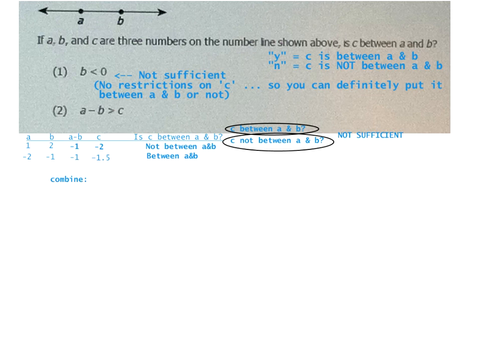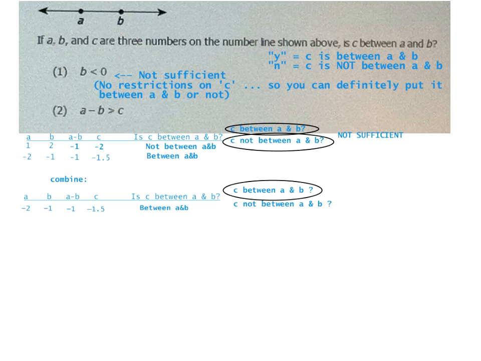So again, in the interest of being lazy, if you have cases that work, then you should keep them. So we can't keep the top case, but we can keep the bottom case, because that has both statements satisfied. B is less than 0, and A minus B is indeed less than C. And then let's put our goals, because we have the same two goals again. C is between A and B, question mark. And C not between A and B, question mark. So we just got it to be between them.